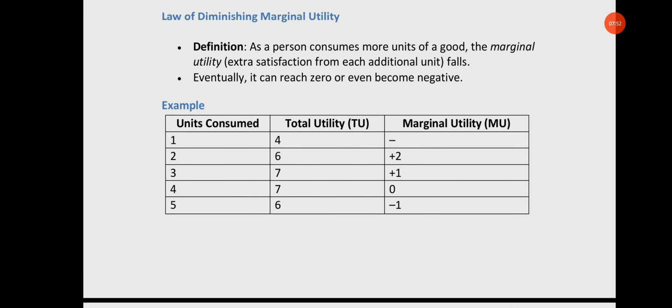Here is the example. One unit consumed, total utility gained is 4, and the marginal utility is 4. The second unit consumed, the total utility goes to 6, and the marginal utility is plus 2. Third unit consumed, the total utility goes to 7, and the marginal utility is plus 1. It decreases from 2 to 1. When we consume the fourth unit, the total utility remains 7, and the marginal utility is 0. And when we consume the fifth unit, the total utility goes from 7 to 6, and the marginal utility goes from 0 to minus 1. So the total utility is affected by the marginal utility. So satisfaction is not always the same. When we consume more things, our satisfaction level decreases, and can even reach negative.